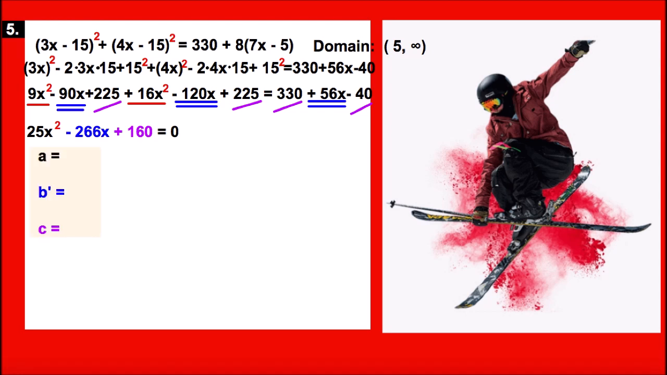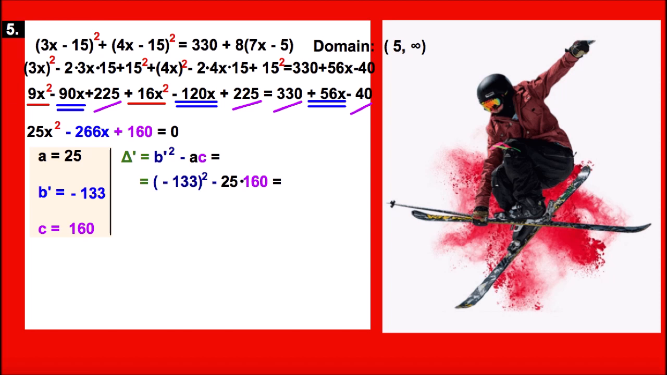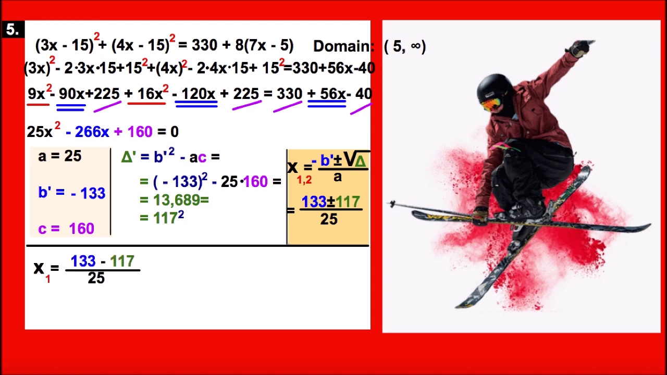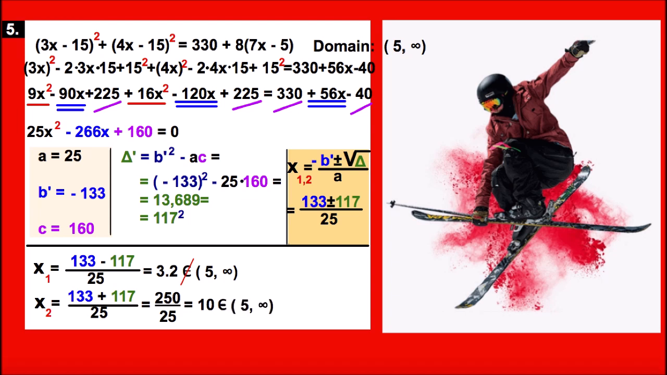Identify the coefficients. Delta prime equals b prime squared minus ac, which is equal to negative 133 squared minus 25 times 160, which equals 13,689, or 117 squared. x1,2 is equal to 133 plus or minus 117 over 25. x1 is 3.2, which does not belong to the domain open interval 5 infinity. x2 simplifies to 10, which belongs to the domain open interval 5 infinity.